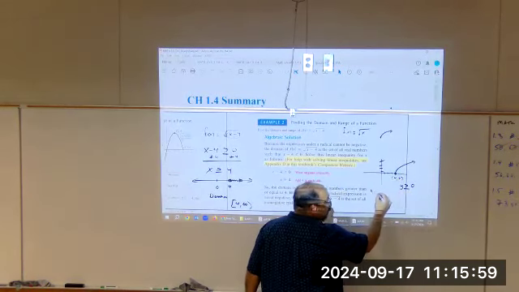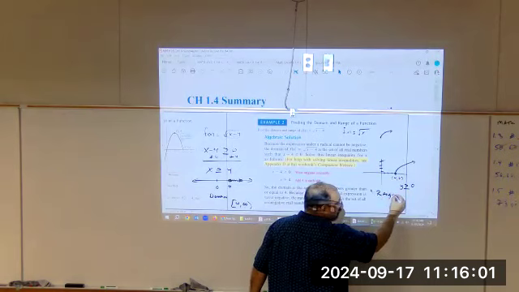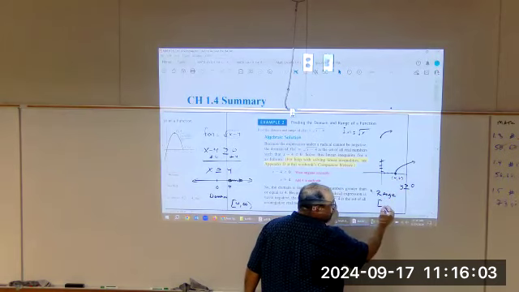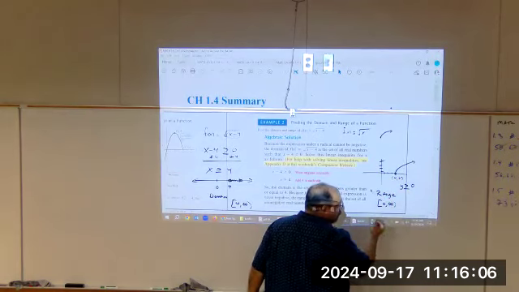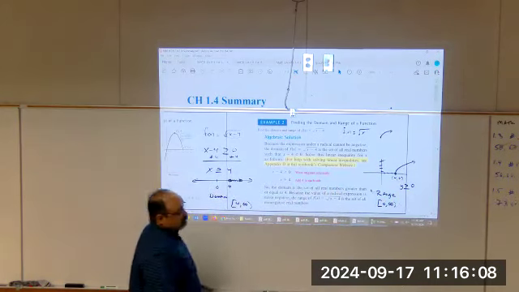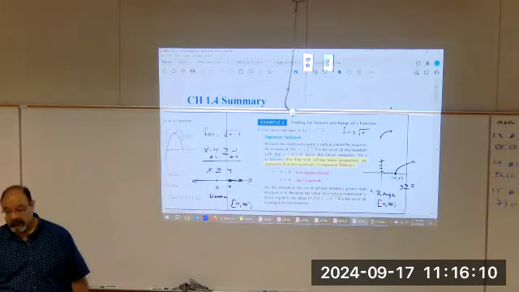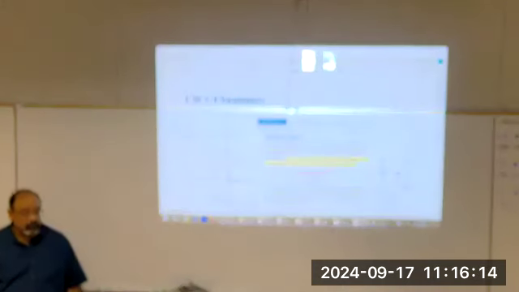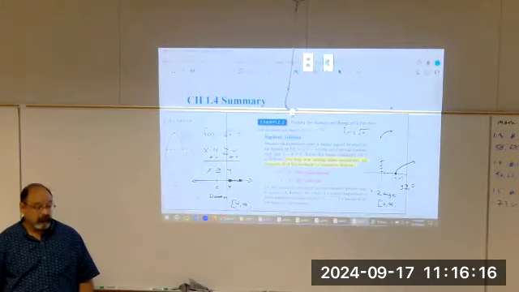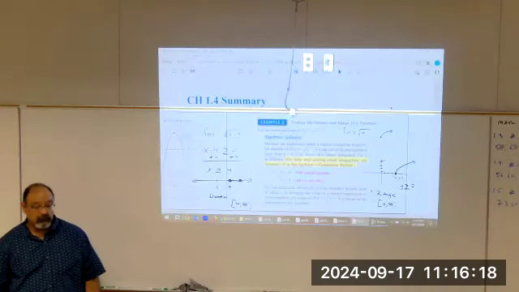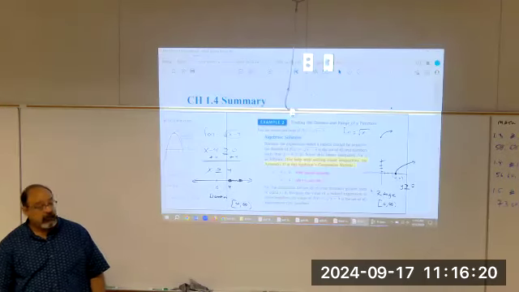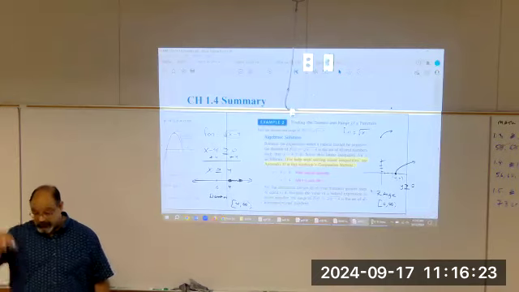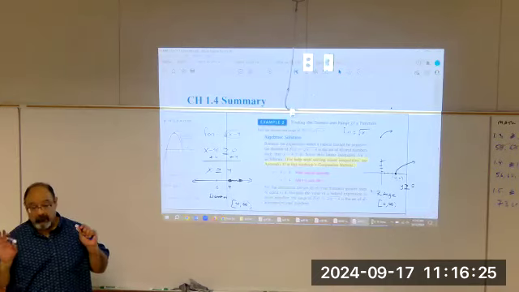So that means the range would be everything from 0 to infinity. Those are the y's that come out of that. I never get a negative answer when I take a square root. I'll never get anything below unless it was shifted down, but that's again for 1.5.